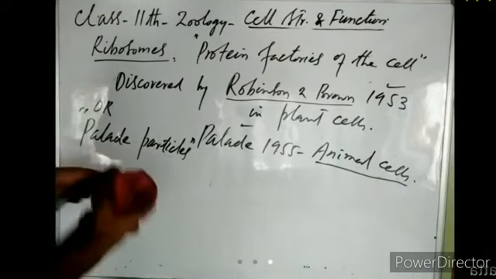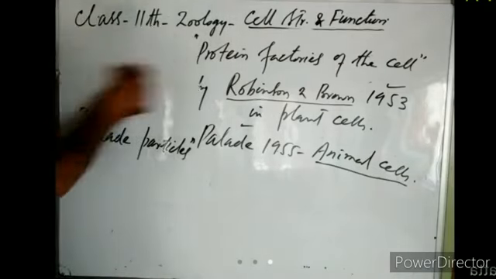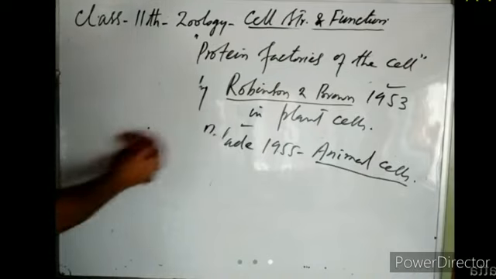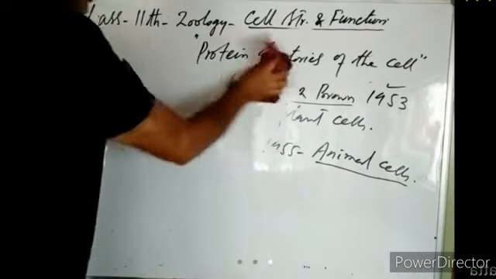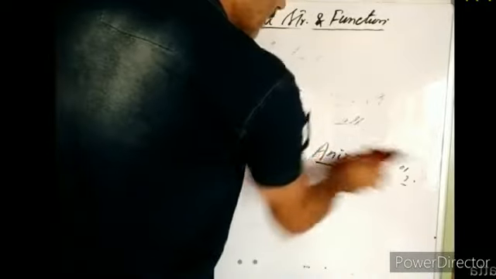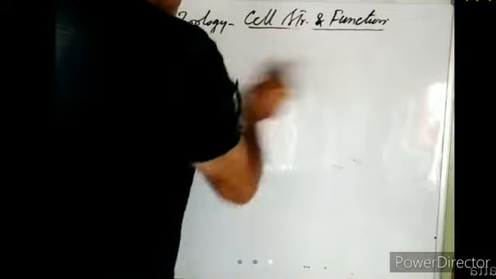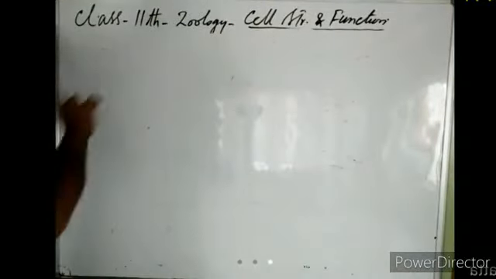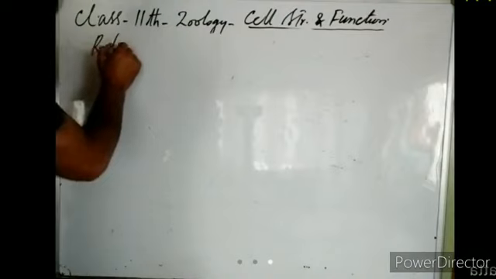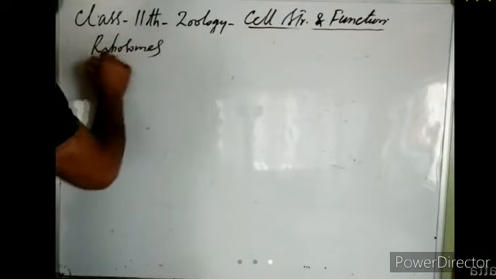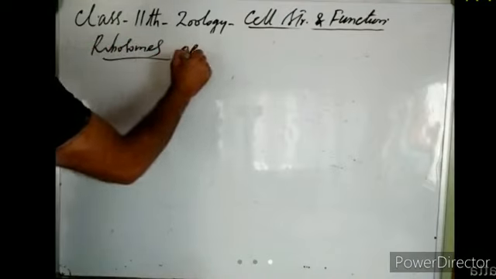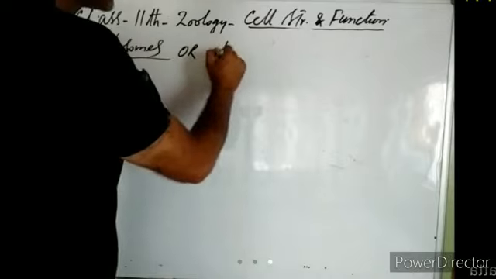What is the chemical composition of these ribosomes? Of what material are they formed? They are formed of ribosomal RNA and proteins. So for that reason, ribosomes are also known as RNP.